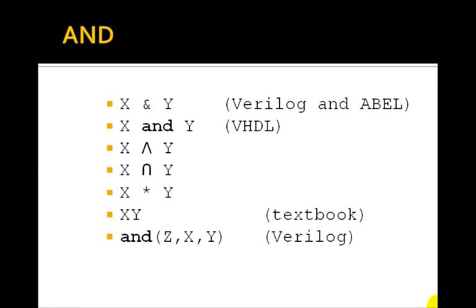Here are some other symbols for AND. This little upside down V symbol is sometimes used to indicate the AND operation. Also, this thing that looks like an upside down U is often used for AND. Sometimes the asterisk, indicating a kind of multiplication. AND is like a logical multiplication. Some textbooks will not put any symbol, just put X and Y together indicating AND. We can't do that because sometimes we'll use X and Y as a variable name. And again, Verilog has an AND function whose output Z and two inputs X and Y are given in the parameters.